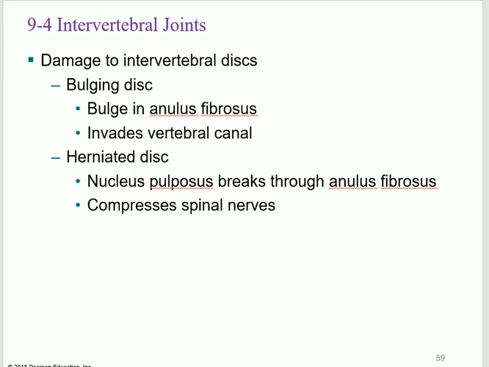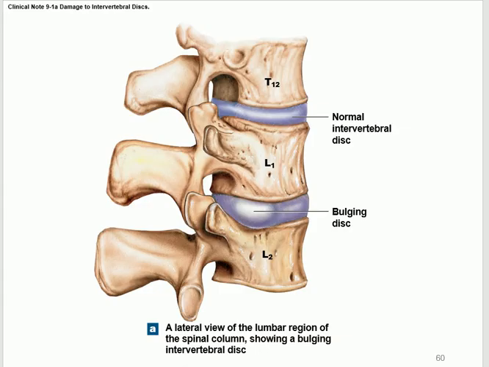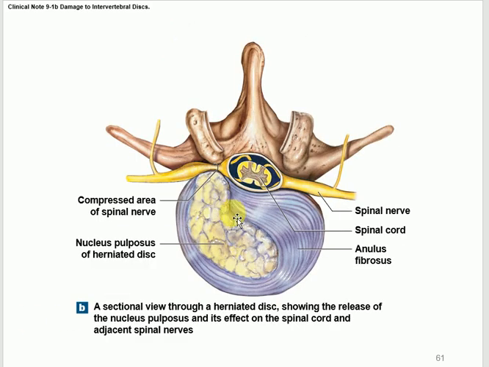Look at this picture here. This is a normal intervertebral disc. This is a bulging disc. This is normal. This is a bulging disc. And look at this one right here. See how the nucleus is going out? Because it's going out, it presses on the spinal nerves. This is the spinal cord. It usually does not press on the spinal cord because it goes to the sides. If it goes backward, it is going to press on the spinal cord.